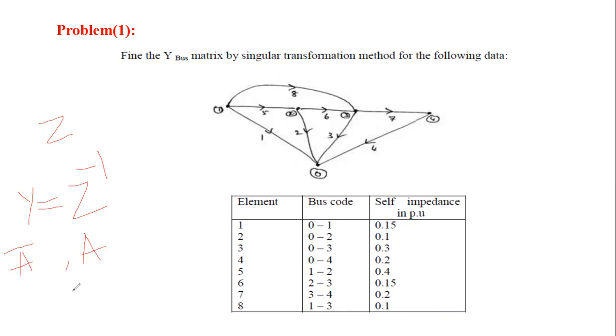Then we form the A transpose matrix. These are the various steps for forming the Y bus matrix. First we form the Z matrix by using this data. After that, we form the Y matrix. And then we form the A bar matrix. And then we form the A matrix. After that, we form the A transpose matrix. Clear? These are the various steps for calculating this Y bus matrix.